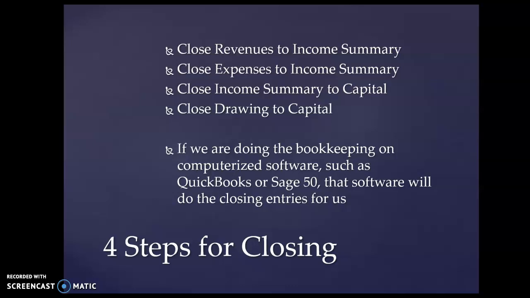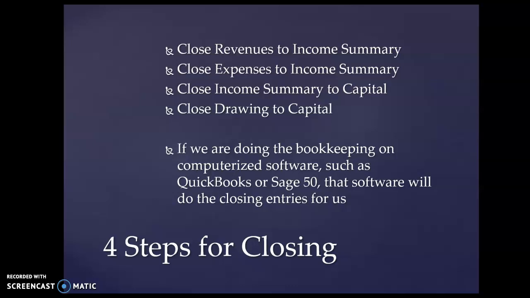Then we're going to turn around and close income summary itself to capital. Whatever balance is in income summary, if it's a credit balance, we're going to debit it so we can bring it to zero. If it's a debit balance, we're going to credit it so we can bring it to zero. That's why I'm saying we're only using it for 5 minutes. We're doing 3 different journal entries involving income summary, and then we're done until the end of next month.